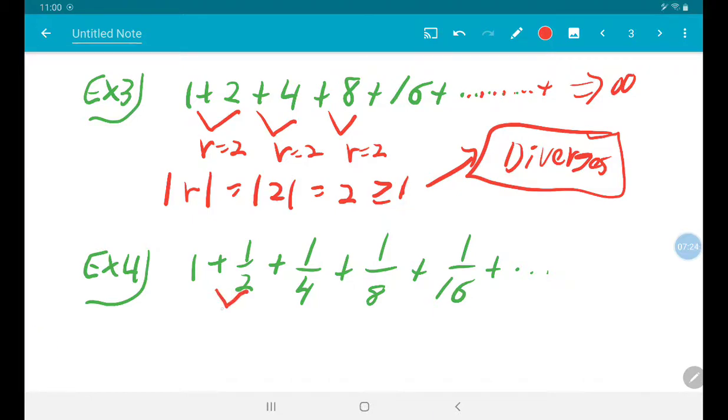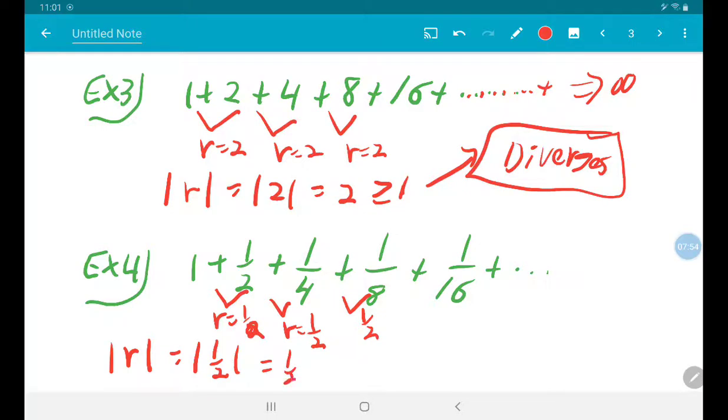Now this one's a little different here. So what if I take here? Here, to get from term to term to term, I have a ratio of 1/2. Half times 1 is half. Half times half is 1/4. Half times 1/4 is 1/8. So if I take the absolute value of my ratio, that's the absolute value of half, which is half, which is less than 1.